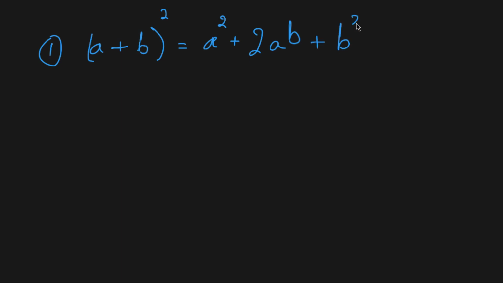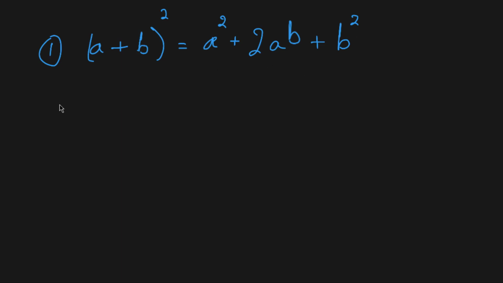Right, now let's get started. So the first identity we are going to use is a plus b whole squared. Finding square of a binomial. So a plus b whole squared is equal to a squared plus twice of ab plus b squared.